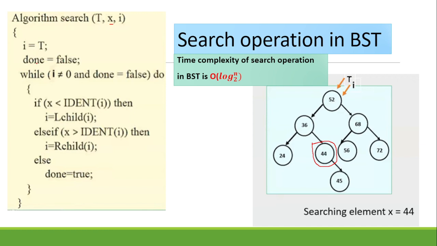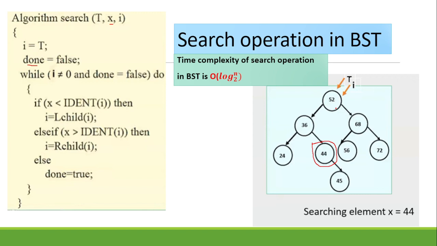Then if we haven't found the element, we are using a variable done. It is initialized to false, which means that we haven't found the search key yet. Then while I is not equal to 0 and done equal to false, do the following steps. We will always start searching from the root node.